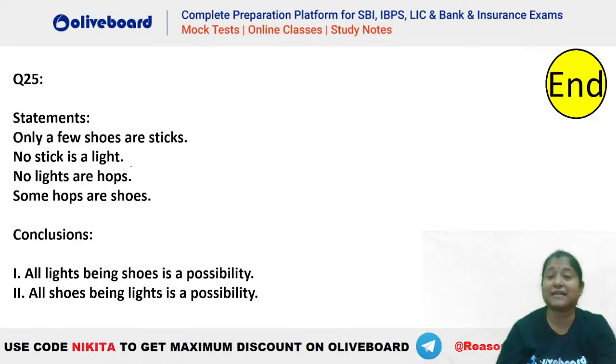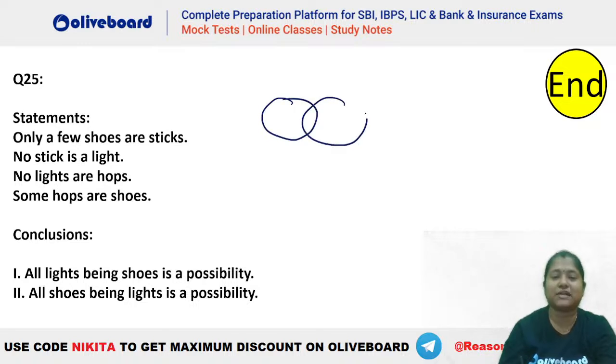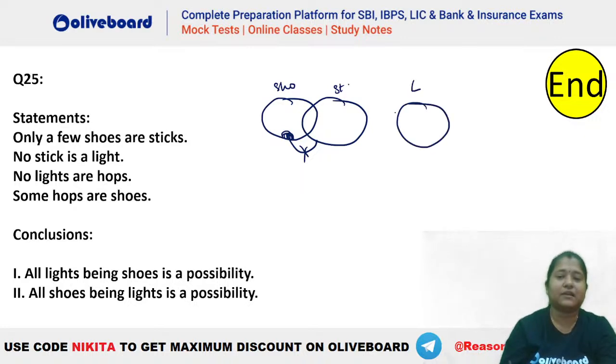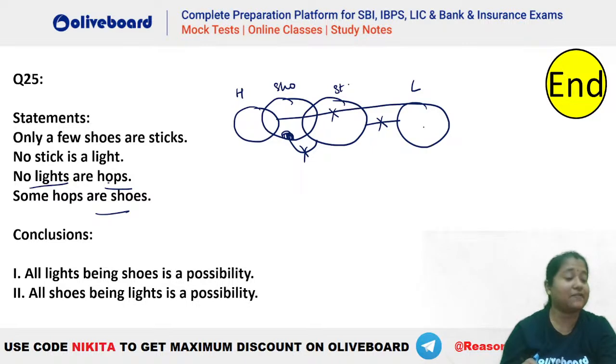Okay, we have 4 statements given in here. Only a few shoes are sticks. That means some shoes are sticks and some shoes are not sticks, right? Let's say this is your stick here. So there is some portion of shoe which should never be a part of stick. No stick is a light. Let's say this is light, so stick should not be a part of light. No lights are hops, right? And some hops are shoes here. So you can see that some hops are shoes will be like this, and no lights are hops will be like this, right? This is the diagram that we will be getting here.